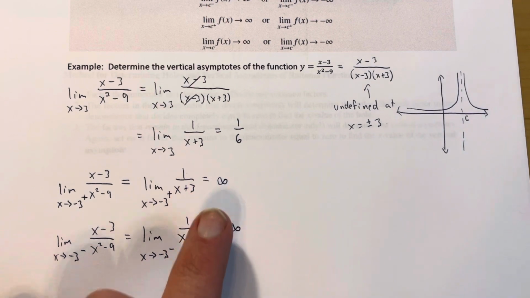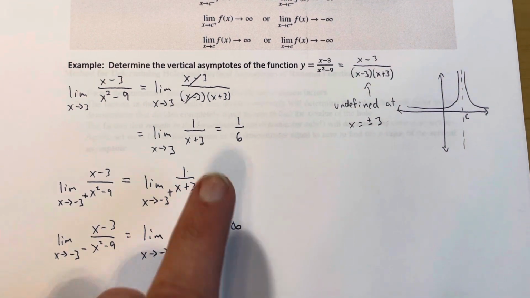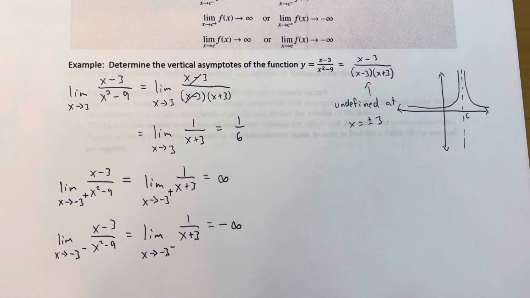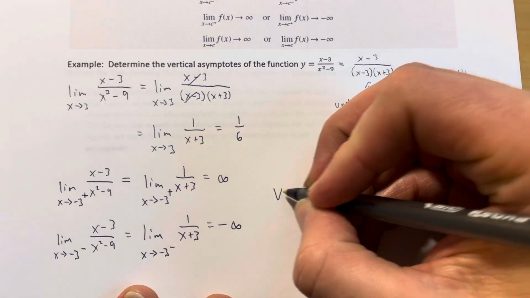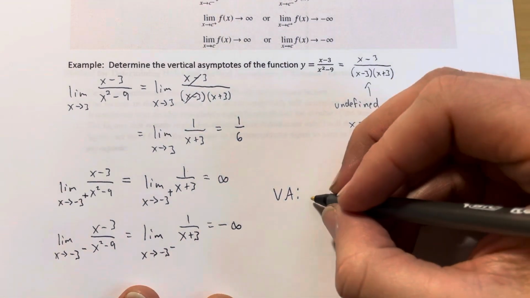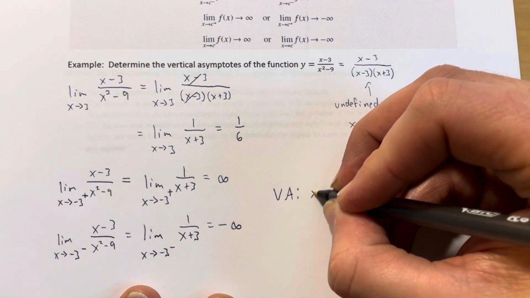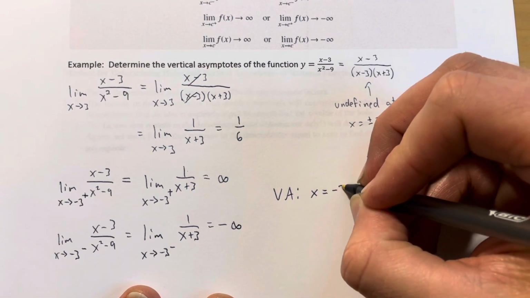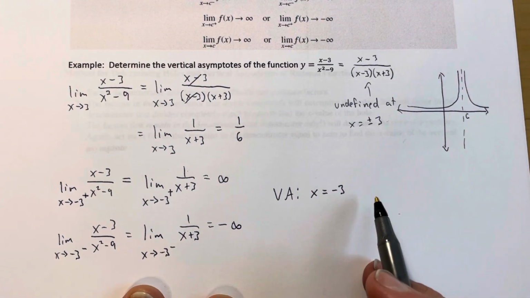Now, whether we get positive or negative infinity, in either of these cases, that implies that there is a vertical asymptote there. So I can say that there's a vertical asymptote. I have a tendency to just abbreviate VA for that. And it's at x equals -3.